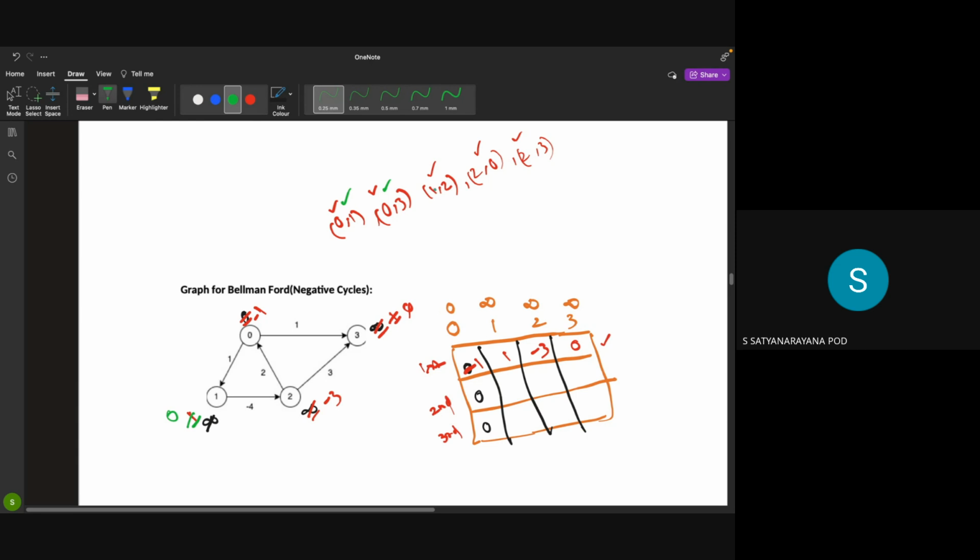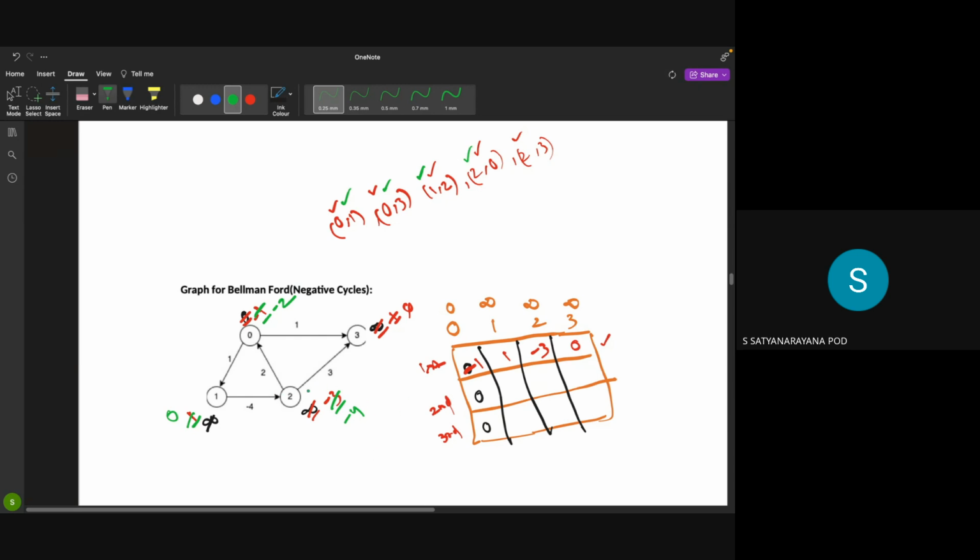Next one, 1 to 2 we are trying. So 1 to 2, already 0 is there. 0 and minus 4, it's a minus 4. Minus 4 is a smaller value than minus 3. So it is updated with minus 4. Am I right? Yes. Next, 2 to 0. So 2 to 0, already minus 4, it's a 2. And minus 2, minus 2 is a better value than minus 1. So minus 2 is updated.